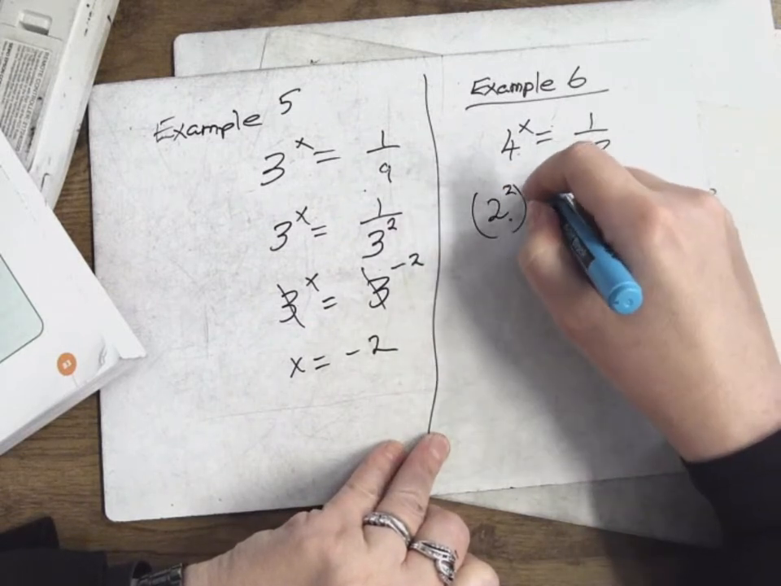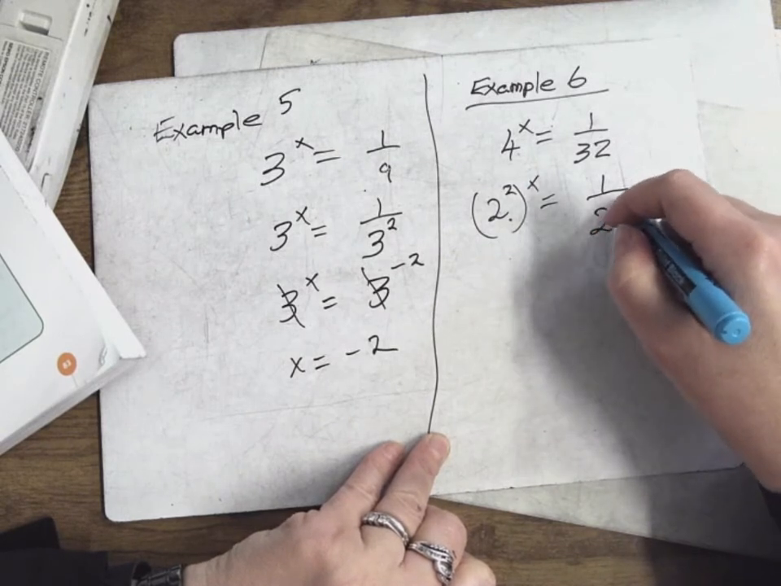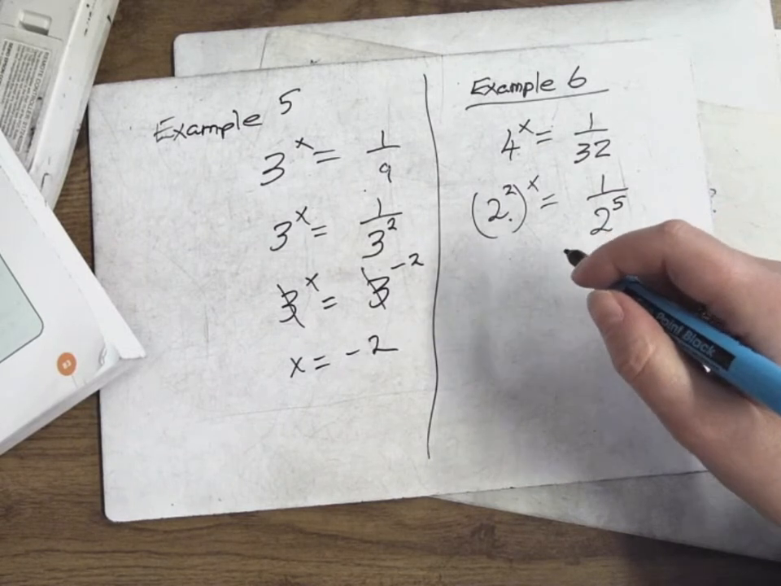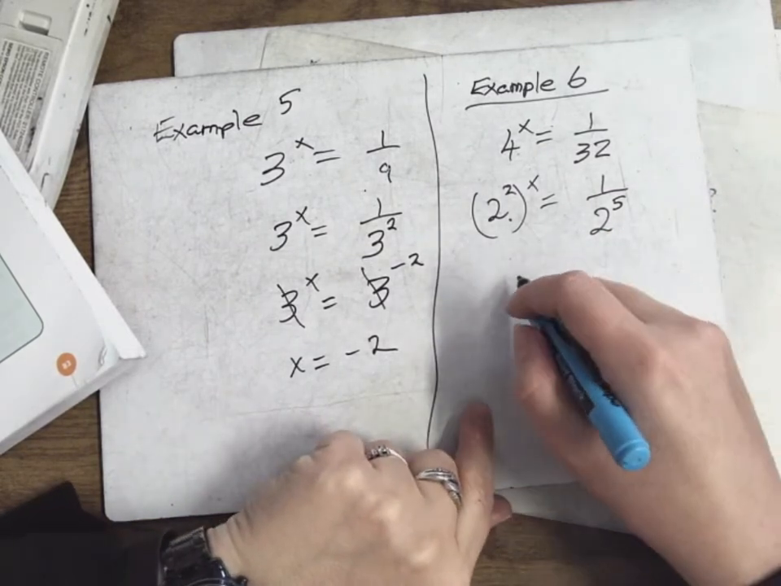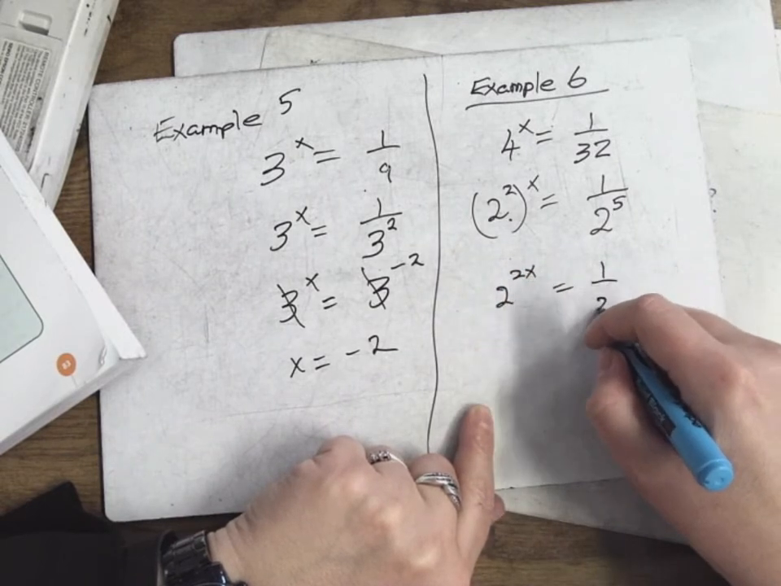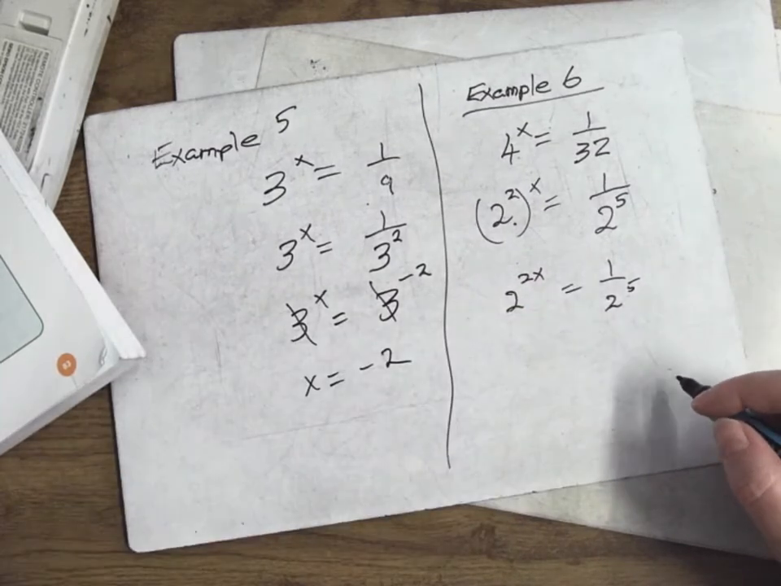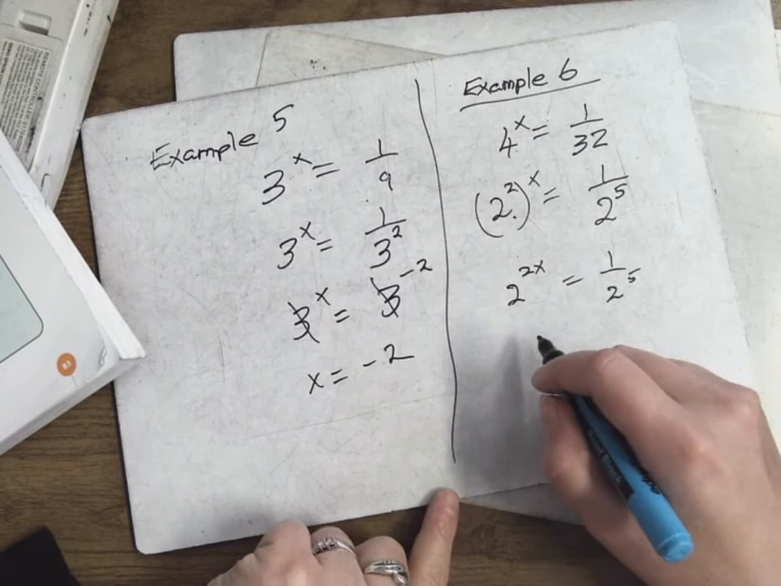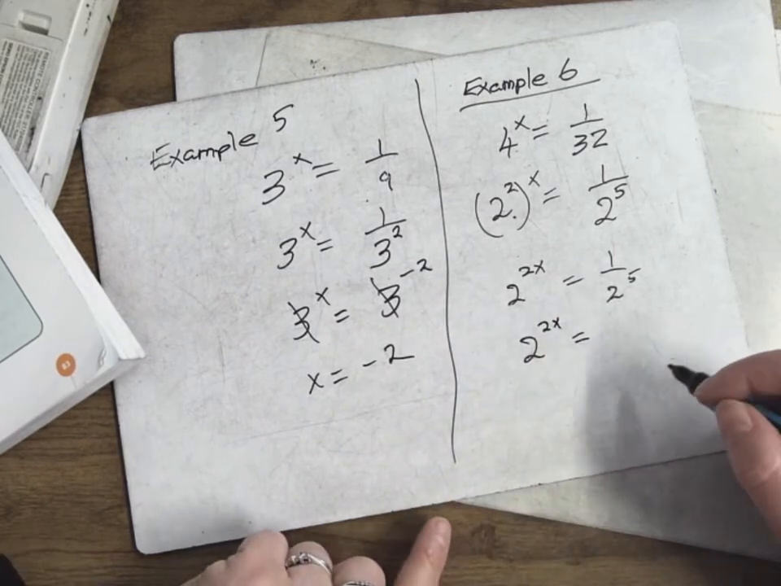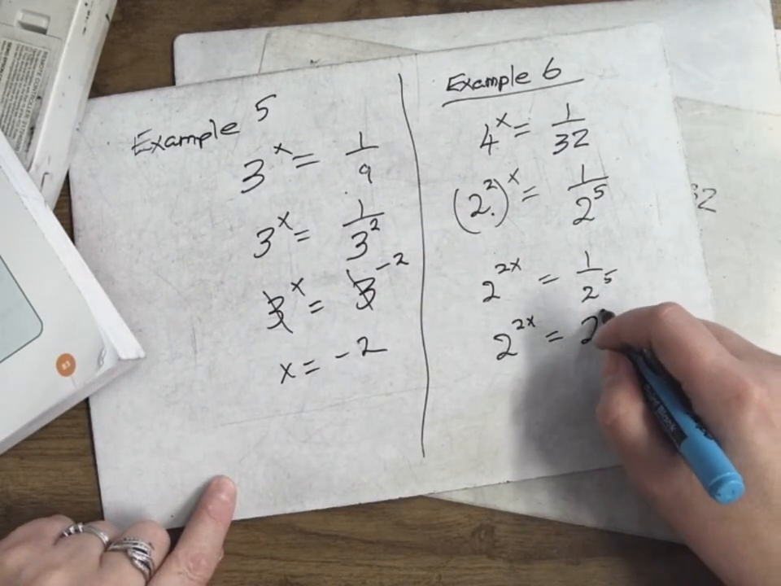So 4 is 2 to the power of 2, all to the power of x. Now, 32 as a power of 2 is 2 to the power of 5. 2 by 2 is 4, by 2 is 8, by 2 is 16, by 2 is 32. So this is 2 to the power of 2x equals 1 all over 2 to the power of 5. Now I have a problem. This is upstairs, this is downstairs. So I have to bring this up. I'm allowed to move it as long as I change the sign. So 2 to the power of 5 becomes 2 to the power of minus 5.